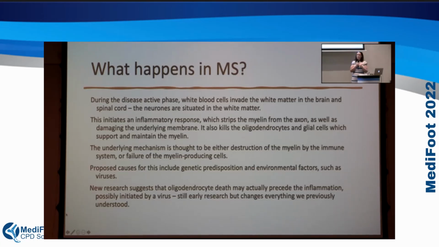But again, the underlying mechanism isn't really clear. There is some new research that says that the death of the cells can come before the inflammatory process even occurs, and it's actually the effect of a virus that's doing it. That's very controversial at the minute, and it's very new research, and the work that was done has not been done on a big enough group, but it's something interesting, if you're interested in it, to keep an eye out on.